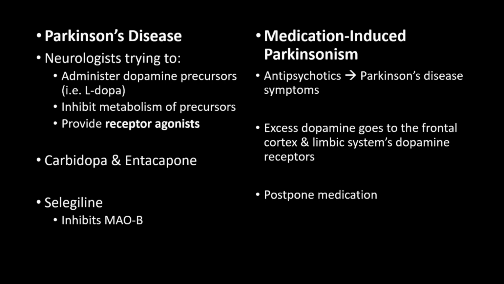Next up, we can look at Parkinson's disease, which is very well documented. Parkinson's is the progressive degeneration of dopaminergic neurons in the substantia nigra. Neurologists currently attempt to do three things when trying to cure this. So, number one, they administer great amounts of dopamine precursors, such as L-DOPA, to try and improve the synthesis of dopamine. They also try and inhibit the metabolism of dopamine precursors, such as L-DOPA, as well as dopamine itself, and provide receptor agonists that can provide the same receptor effects. Now, when administering L-DOPA, it corrects the dopamine deficiency.